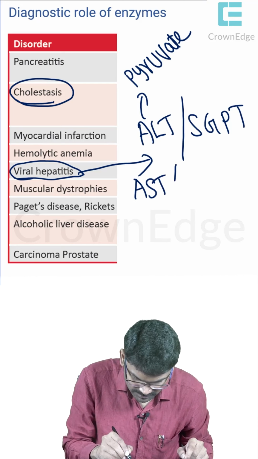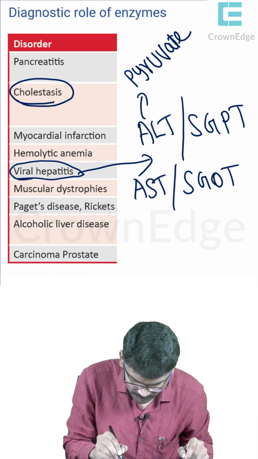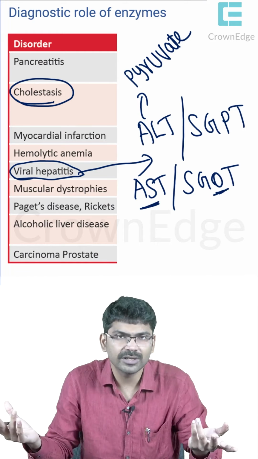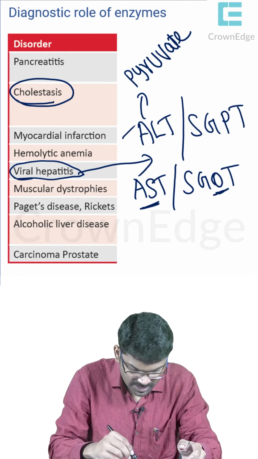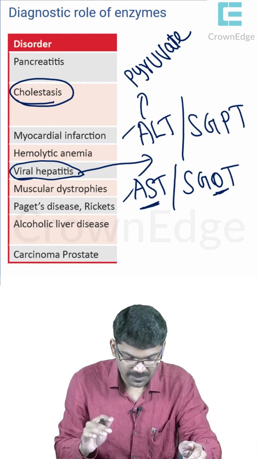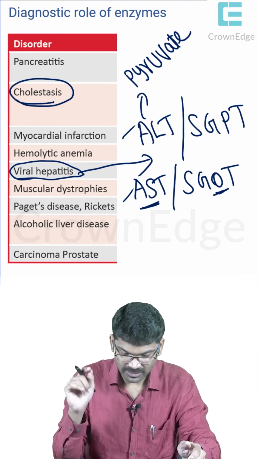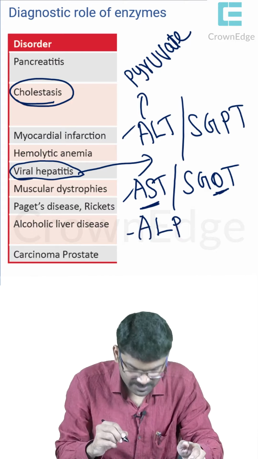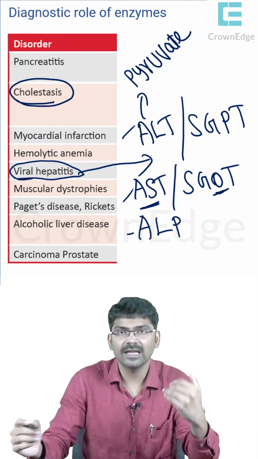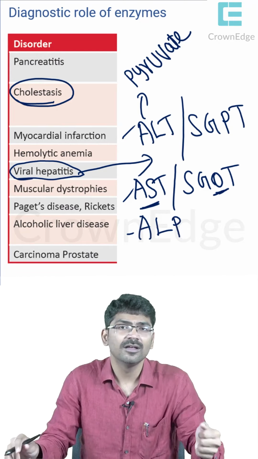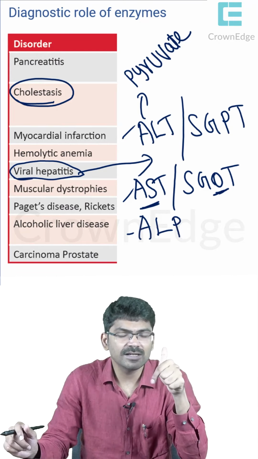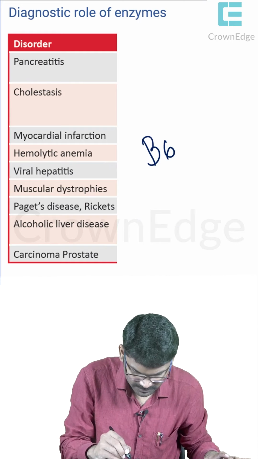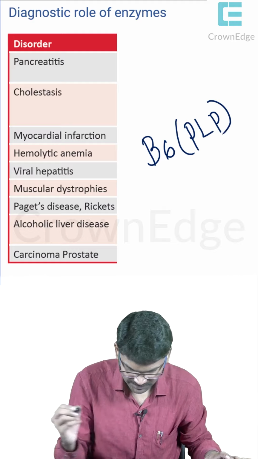AST is SGOT. Why? Oxaloacetate on transamination is going to produce aspartate. Simple, right? So ALT and AST, these are the enzymes elevated in viral hepatitis. Sometimes ALP will also be high, especially in viral hepatitis. But mainly it's ALT and AST. These are all the transaminases. Name the vitamin which is required for these transaminases. Tell me which vitamin is required. Remember, it's vitamin B6, that is pyridoxal phosphate.